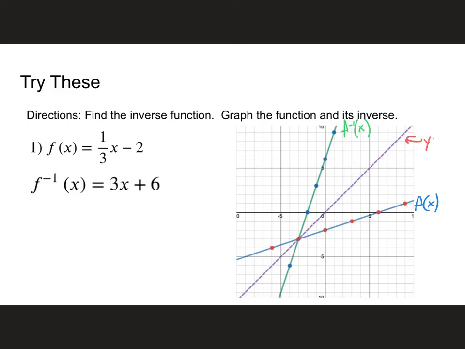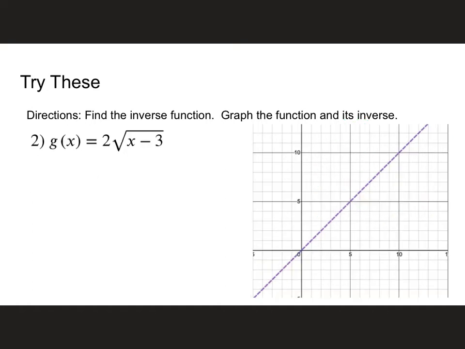I included y equals x so that you could see the reflection over that line. On to example 2. For example 2, g of x is equal to 2 times the square root of x minus 3. Folks, don't be afraid when you see the radical. We're not going to do anything different here.